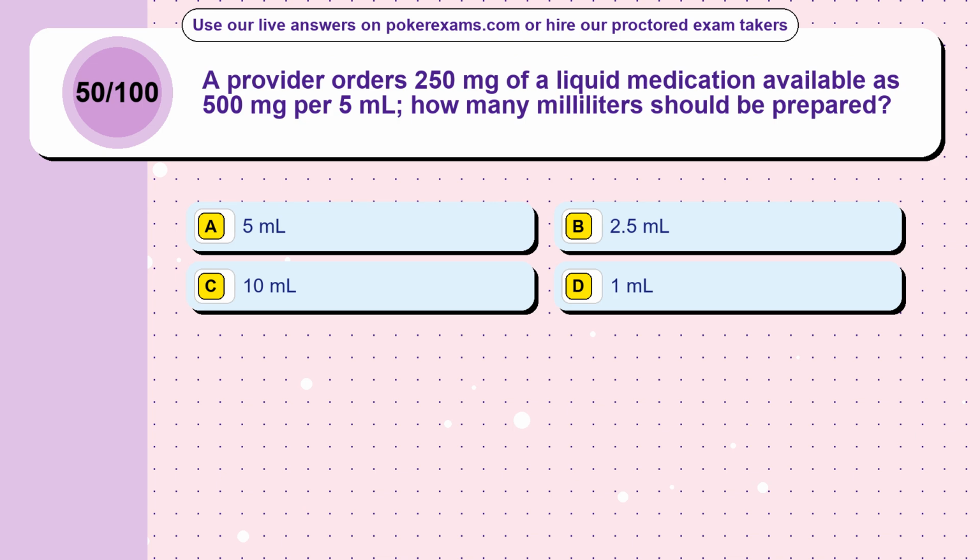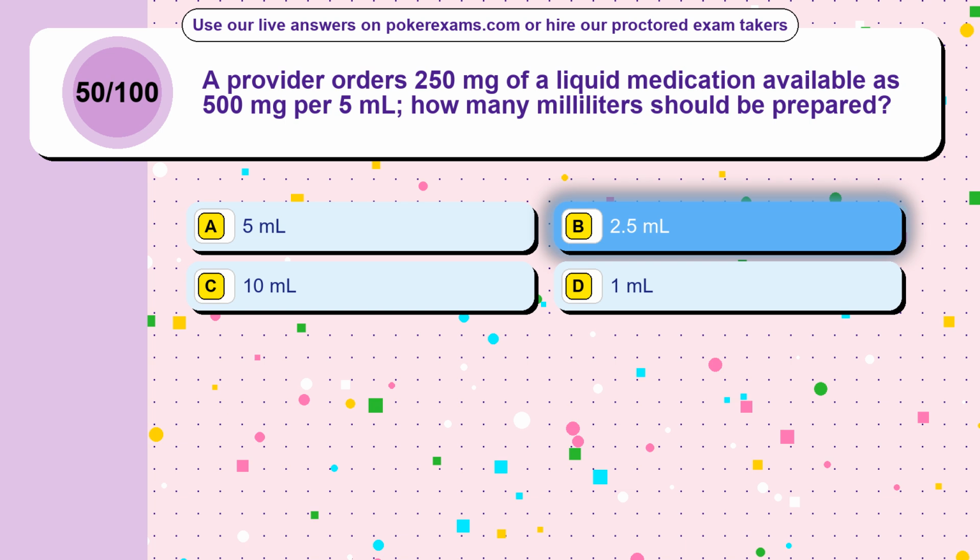Question 50. A provider orders 250 mg of a liquid medication available as 500 mg per 5 ml. How many milliliters should be prepared? Option A, 5 ml. Option B, 2.5 ml. Option C, 10 ml. Option D, 1 ml.